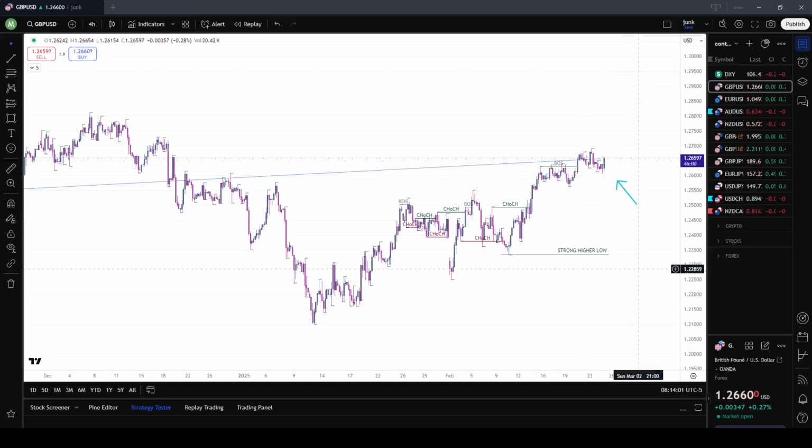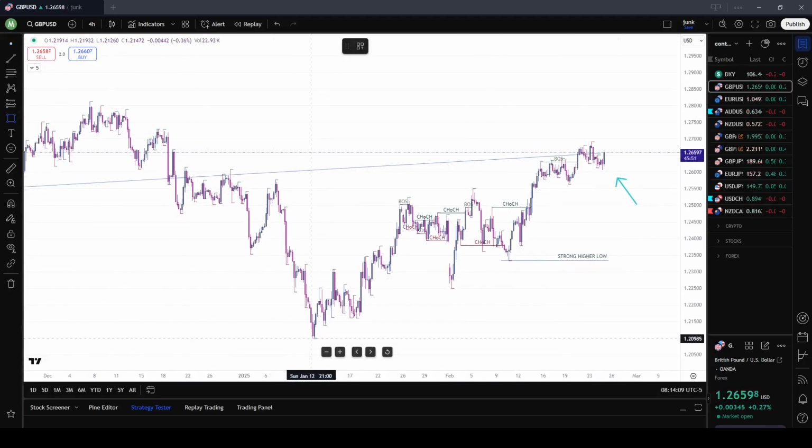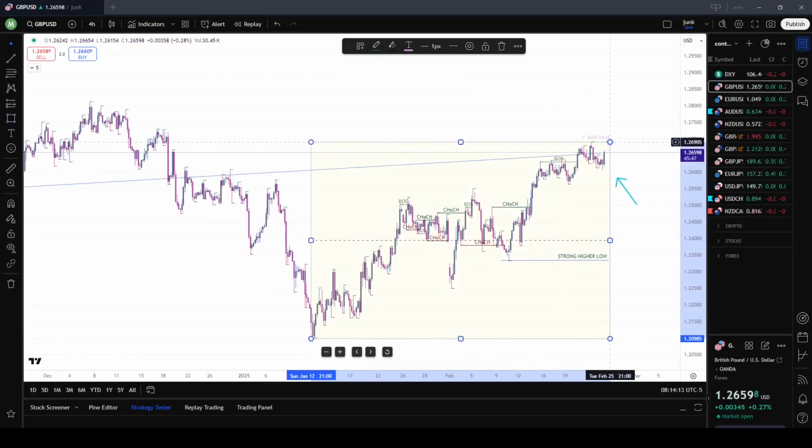Today, we'll start by taking a look at pound dollar, GBP USD on the 4 hour chart. And as you can see, it's been making higher highs, higher lows, higher highs, higher lows. Let's map out the range. We're going to map out the overall daily range, and then we'll break it down.